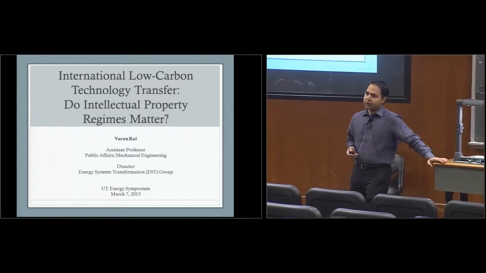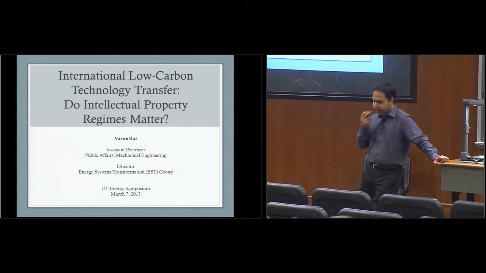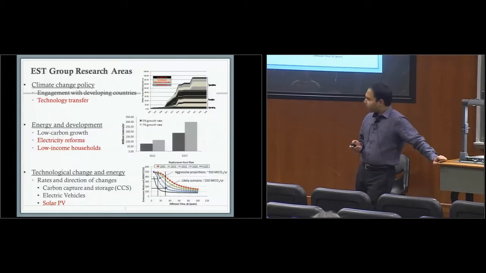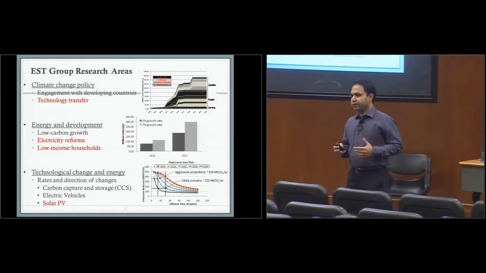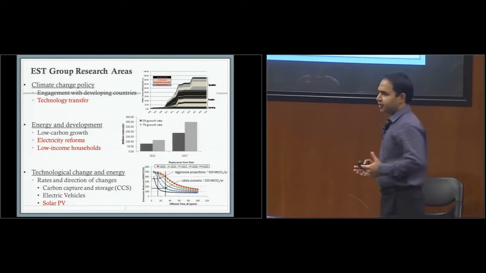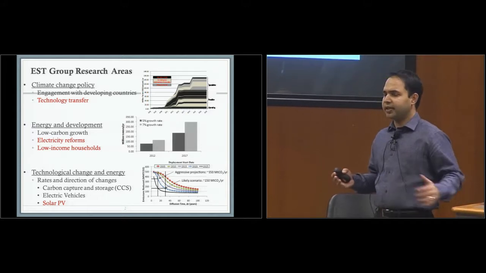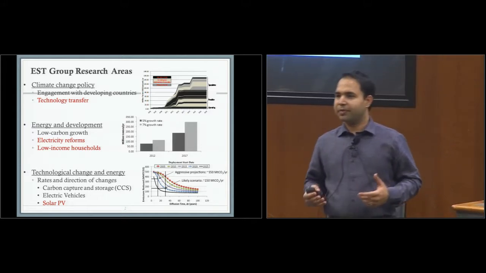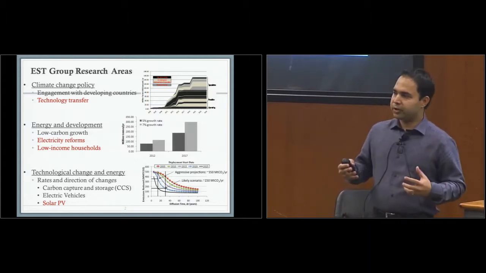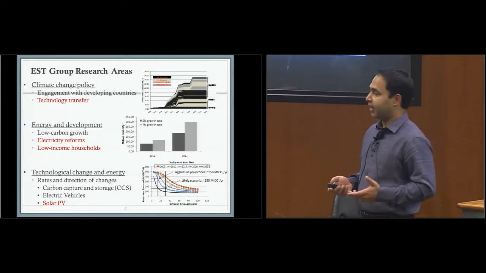The first few minutes, what I want to do is talk about something which is not the subject of today, and really I want to do that to provide some context. We use a whole variety of tools in my group to study 3 different areas. First is climate change policy, energy and development, and technological change and energy. So basically questions around how innovation happens in technology, how that diffuses to the marketplace, and what is the role of policy and regulation to make that happen, or to act as barrier for that matter.